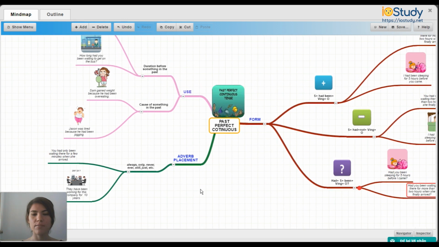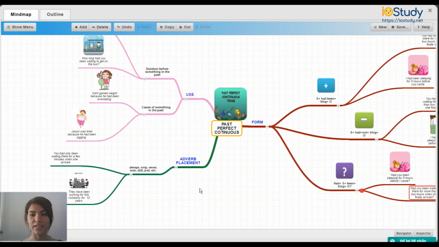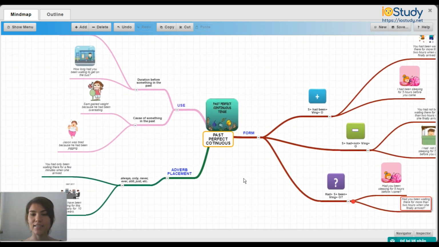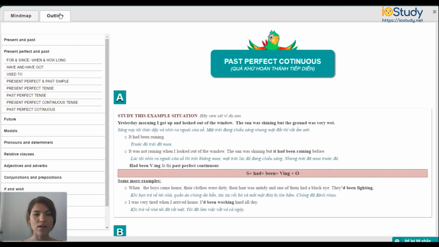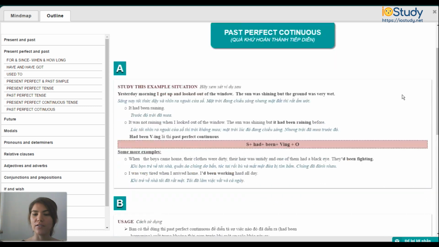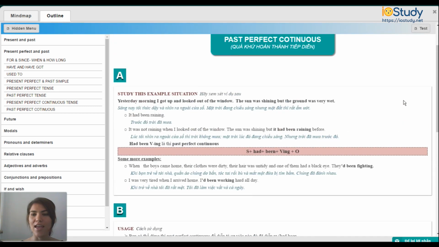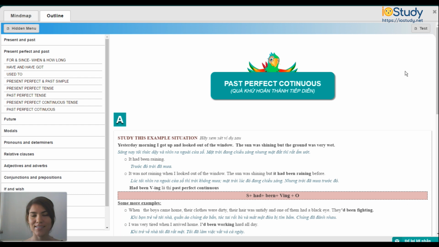So here we have our completed mind map for the past perfect continuous. You can always come back to this for your reference. And now let's click here to find the outline for the past perfect continuous. So here is your outline, which will give you an example situation and further information about how to use the past perfect continuous. So you can use this, scroll through this, and read through it before you take the test. And in the next video, we'll take the test together.